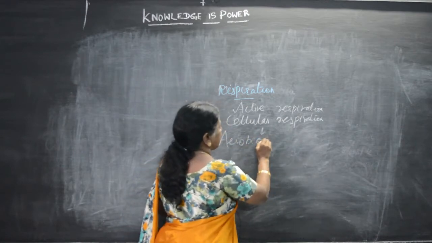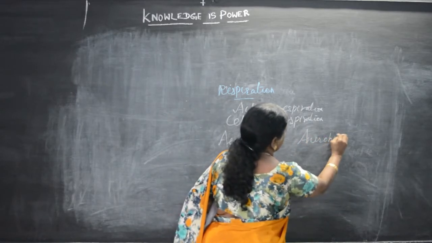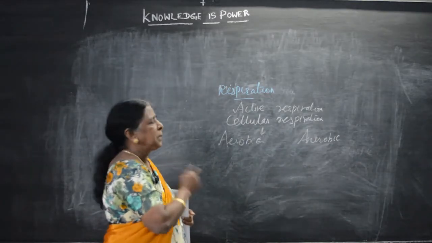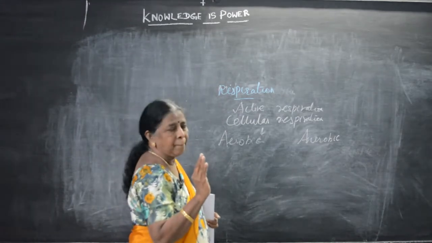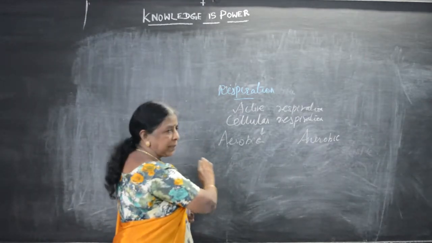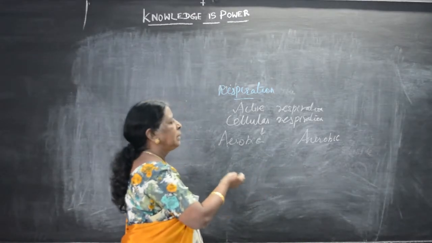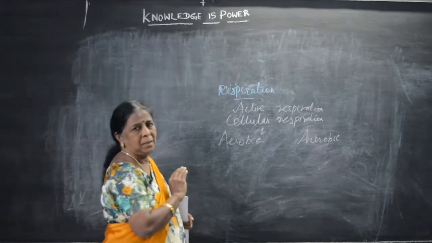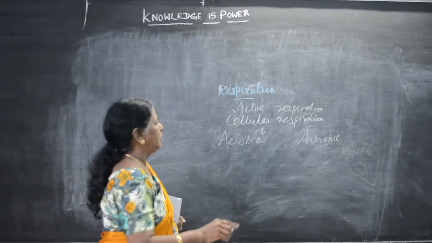There are two kinds of cellular respiration. One is aerobic, the other is anaerobic. Aerobic is a complicated process because it has many stages, but anaerobic is the simplest one. Aerobic respiration can be seen in higher organisms only, and anaerobic in lower organisms. Higher organisms means animals which have eukaryotic cells. We have already studied in the lower classes what eukaryotic and prokaryotic are.